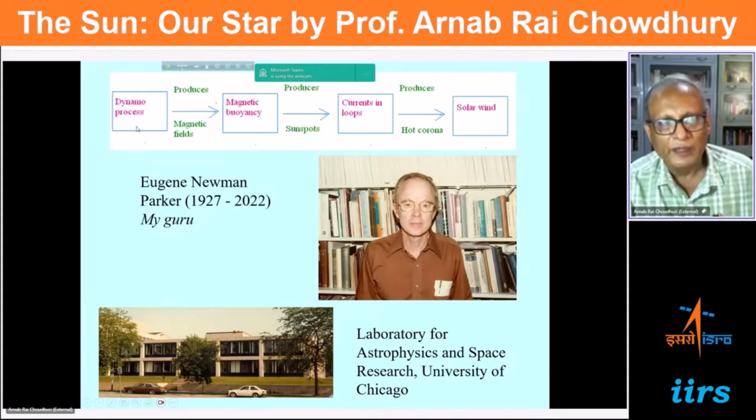So he formulated dynamo theory. He gave the idea of magnetic buoyancy, and he also pointed out how the currents in the loops would cause the hot corona, and he predicted the solar wind.